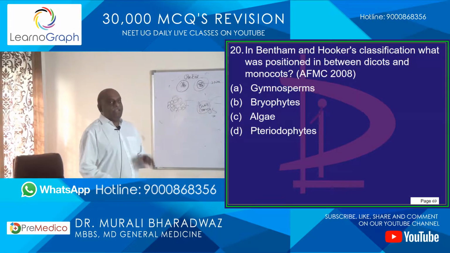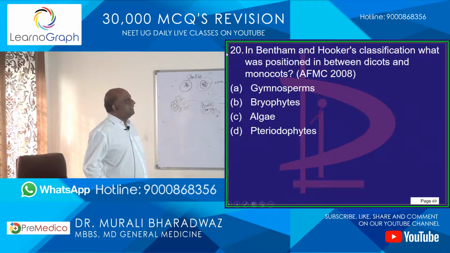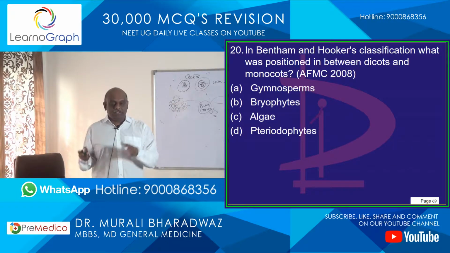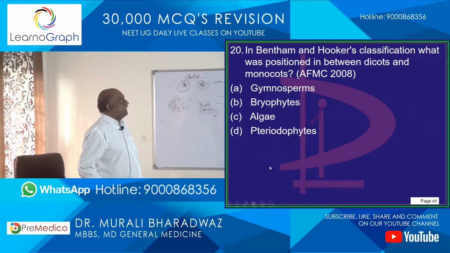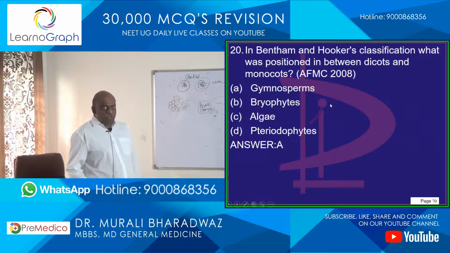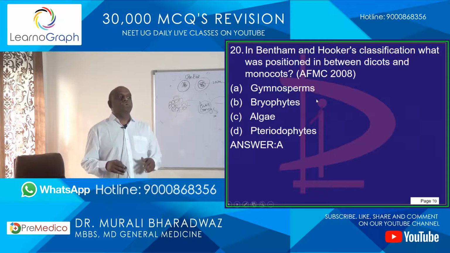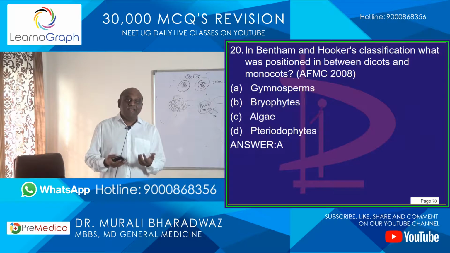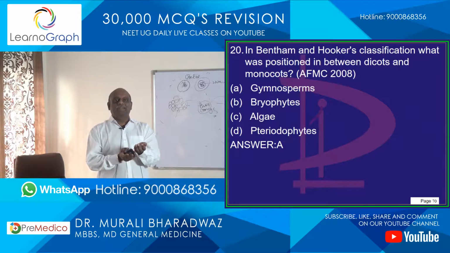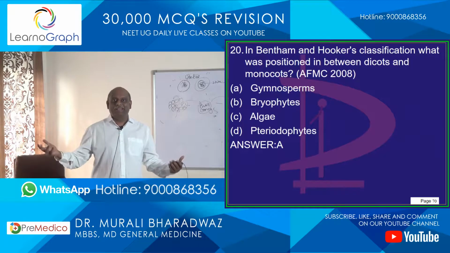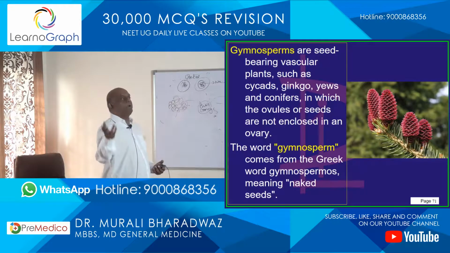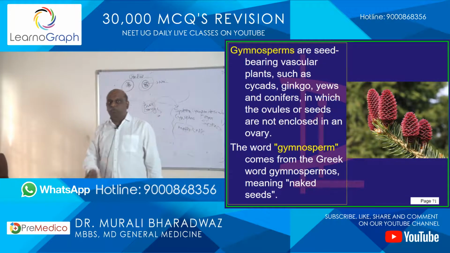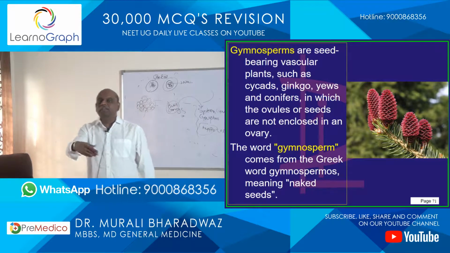And in the Bentham and Hooker's classification, between dicotyledons, monocotyledons, इन दोनों के बीच में क्या था? Gymnosperms, those organisms, those plants that produce the seeds which are not inside the fruit, they are naked. They are called gymnosperms, which we have discussed. अभी gymnosperms के ऊपर 4 to 5 points सीख लेंगे.